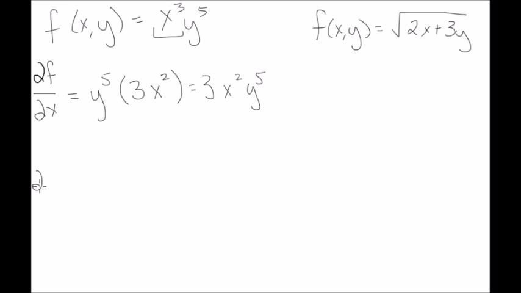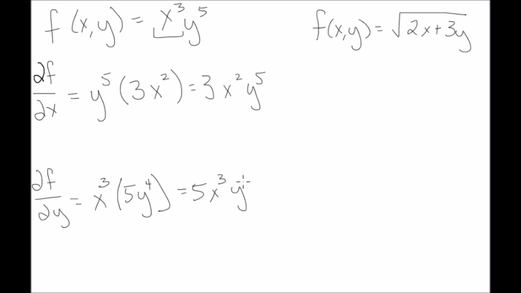I take the derivative with respect to y now. Now we're treating the x cubed as a constant that just stays out front as I take the rest of the derivative. I use the power rule on the y term. I get 5y to the 4th, and I rewrite it just for clarity. And I'm done.